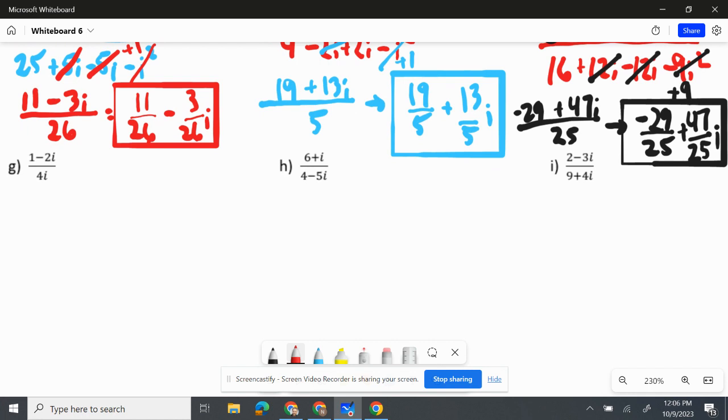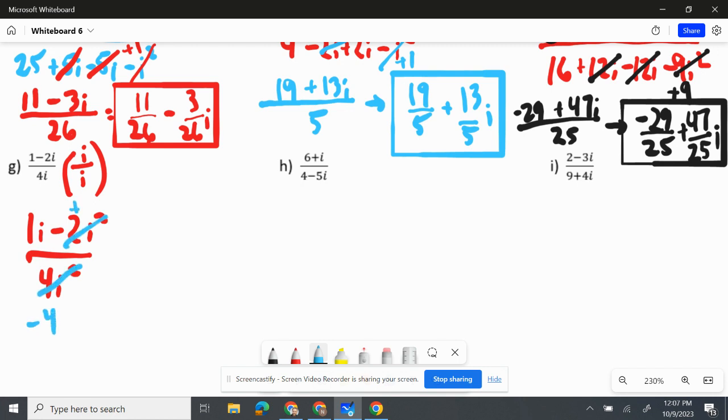So for the first one, we're multiplying it by i because we're dividing it by a monomial. So it would be 1i minus 2i squared over 4i squared. i squared, remember, is negative 1, so negative 4, and that would be a positive 2. And so what we have is negative 1/4 i minus 2 over 4, which of course reduces to negative 1/2 minus 1/4 i.